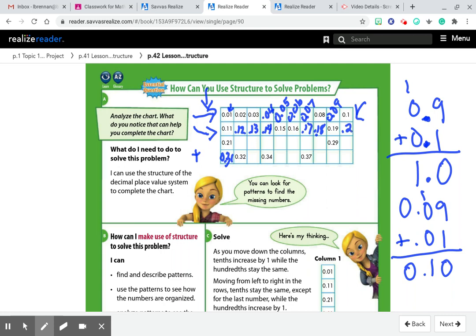The next row, it's the same thing. We're increasing by a hundredth. So we're adding 1 hundredth is what you could say our rule would be for this chart. So it's 0.22, 0.23, 0.24, 0.25, 0.27, 0.28, 0.29, and 0.30 or 0.3.